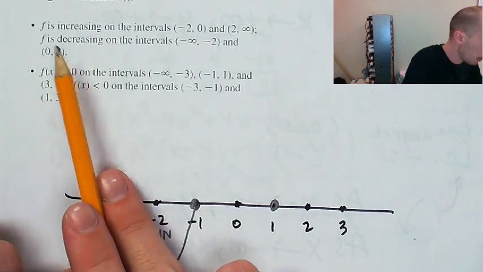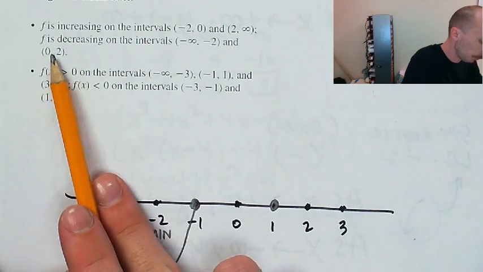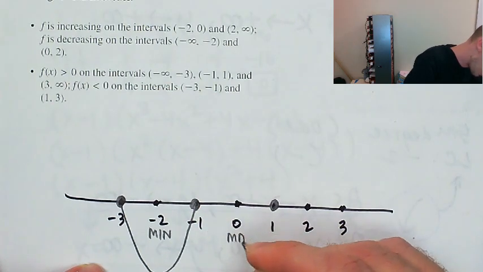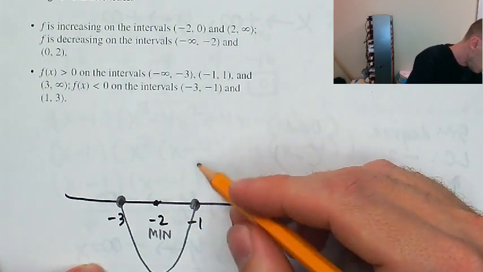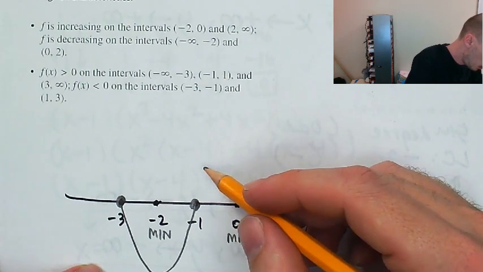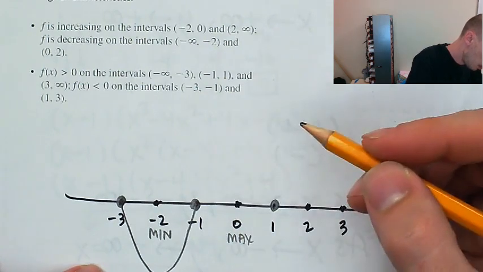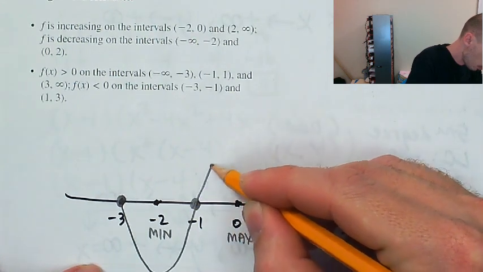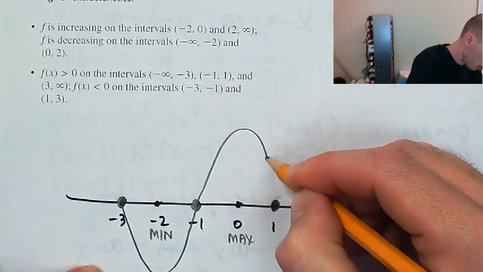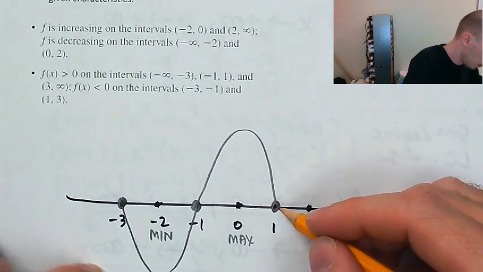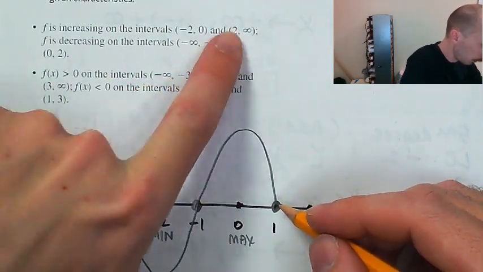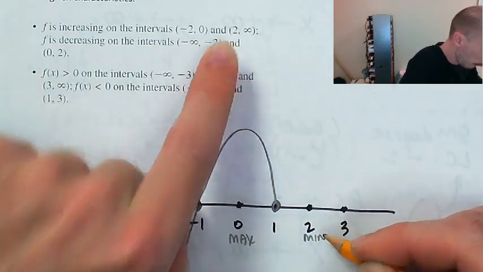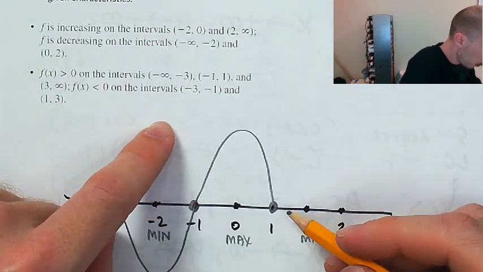And did it say where I had a maximum? Oh, no, it did not, but it said that it's decreasing from 0 to 2. So I assume it's going to go from increasing to decreasing here. There's going to be a maximum. Decreasing 0 to 2. Okay, it looks like x equals positive 2 is going to also be a minimum.